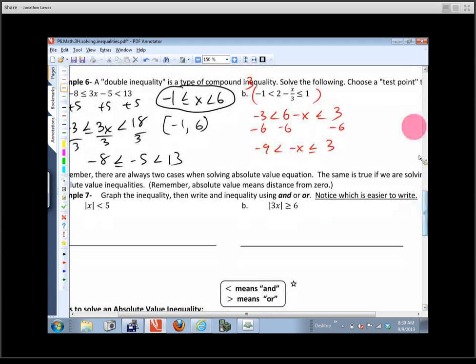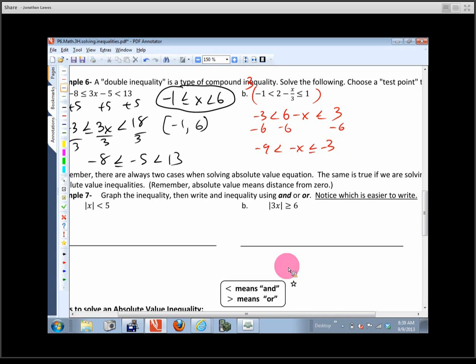Did I make a mistake? What did I do? Oh, that should be negative 3. Thank you. Divide everything by a negative. Or, in other words, run through and change the sign of everything. Or, on this one, could I multiply everything by a negative 1? Any one of those things would be okay.